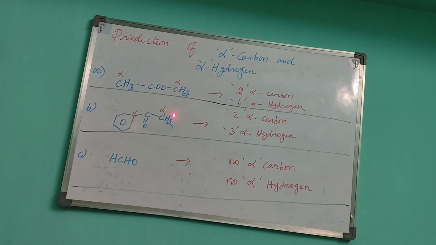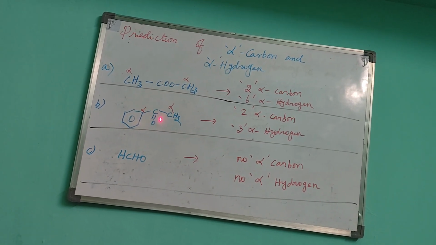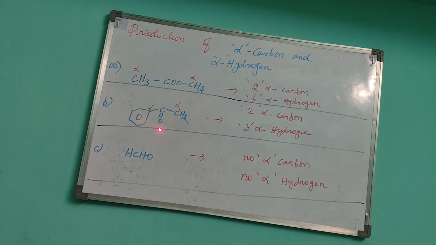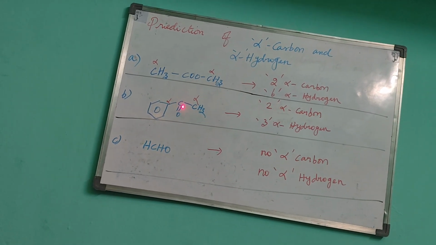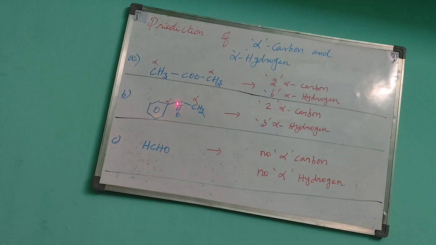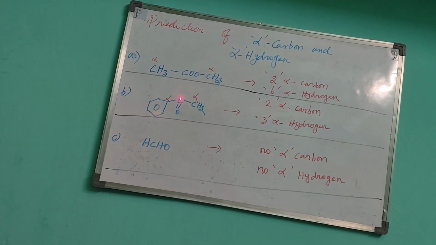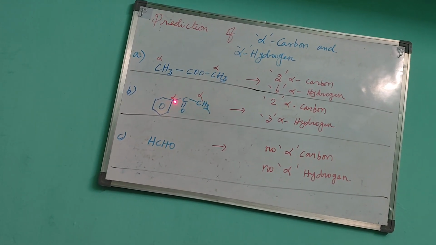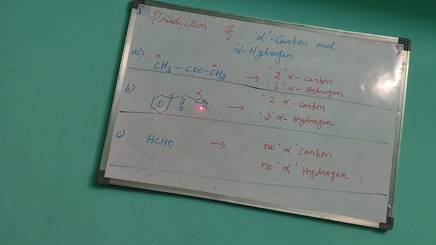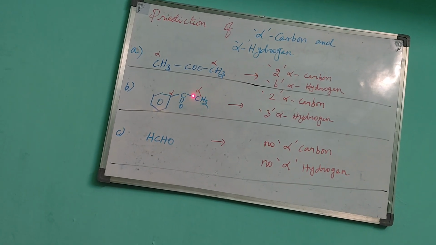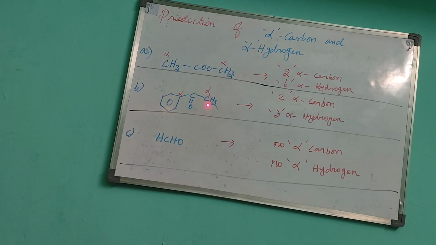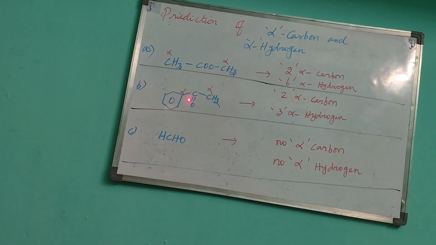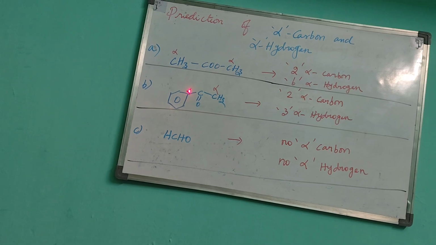Coming to the second, the first step is to identify the functional group. Here CO is the functional group, that is the ketone functional group. To this ketone, the nearer carbon is the alpha carbon. So on either side we have a carbon, so both these carbons are considered alpha carbons. The carbon which is directly attached to the functional group is alpha carbon. So this carbon is an alpha carbon and this carbon is also an alpha carbon.